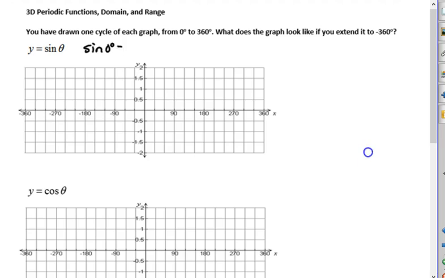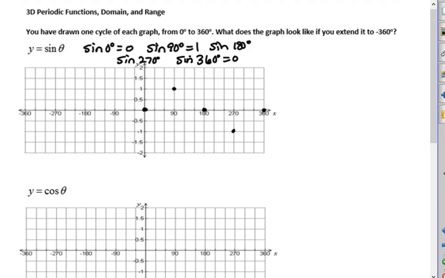So sine of 0 is 0. Okay, there's 1 point. Sine of 90 is equal to 1. Sine of 180 back to 0. Sine of 270 negative 1. And then sine of 360 is the same as sine of 0, so we're back up to 0 again.